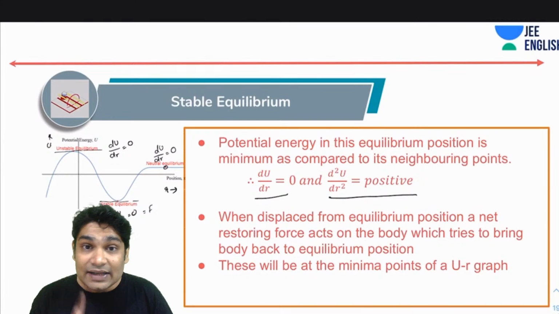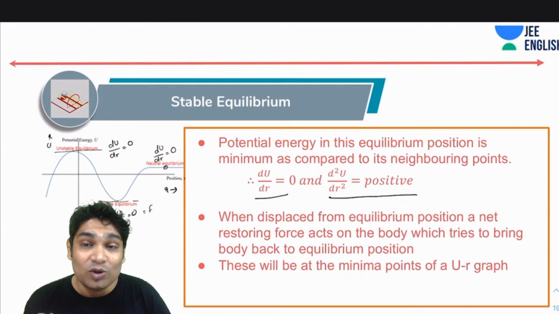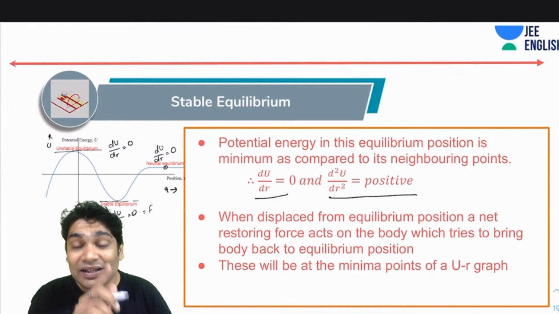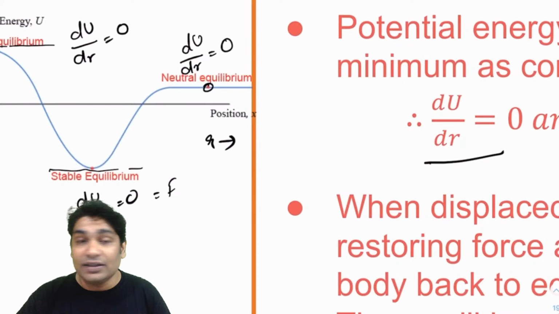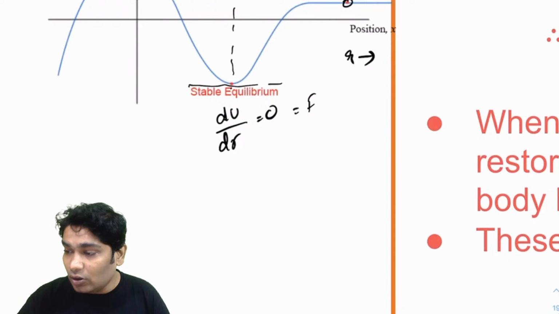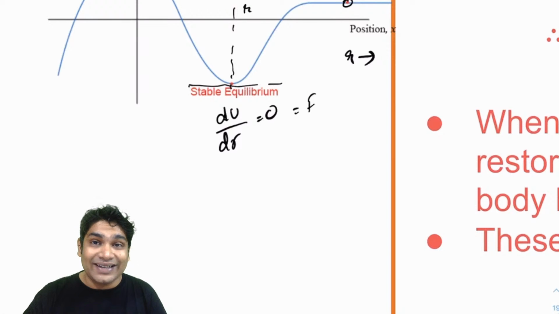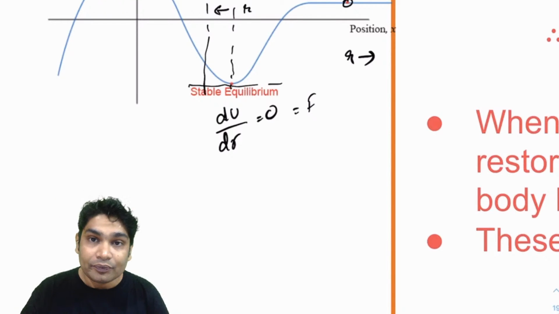You know that in such an equilibrium, when displacement from the equilibrium position is done, a net restoring force acts on the body and it tries to bring the body back to its equilibrium position. So if you carefully analyze here, suppose an object is at this r. This is the position of the object. What happens when I try to shift it here? Suppose I moved it from here to here.